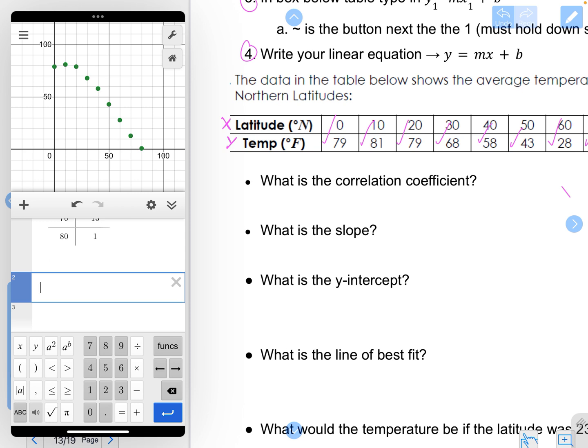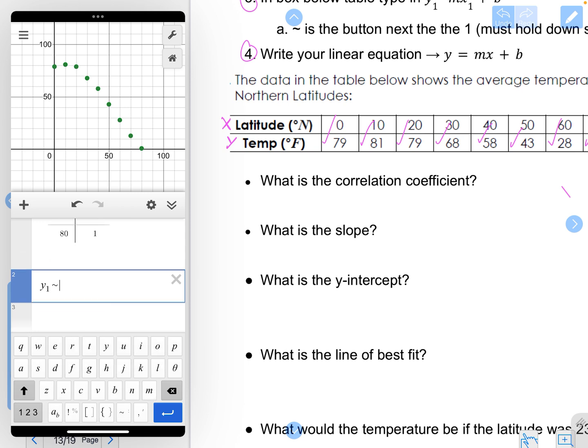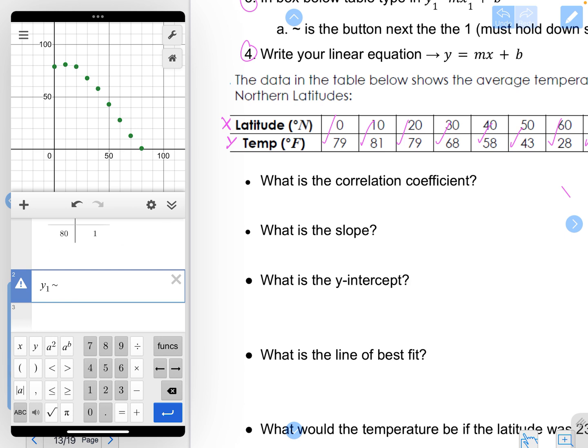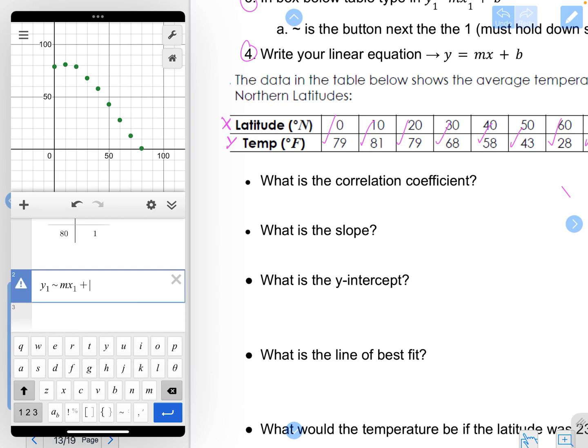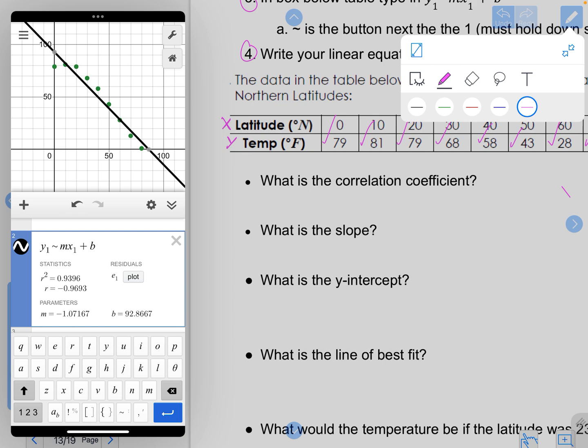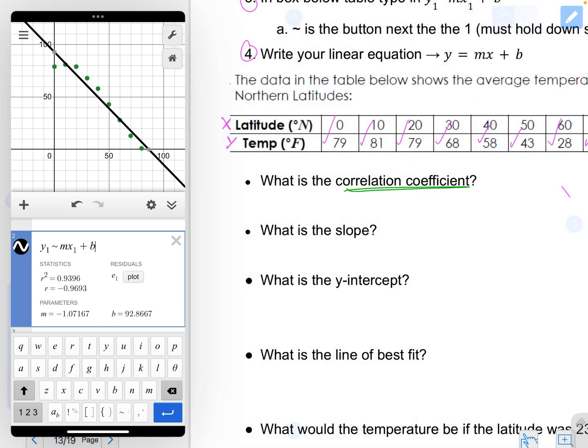So remember, we need to write down y1 approximately x1, mx1 plus b. So we're going to look at our correlation coefficient, which is what we talked about yesterday. So our r equals negative 0.97. The number after the 6 is 5 or higher, so we're going to round it to 0.97. So this is a strong negative correlation.